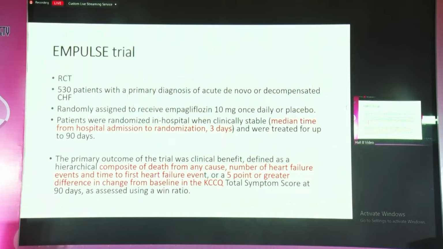Lately, we have two other publications, small RCTs involving empagliflozin. I have quoted one of them. There is the EMPULSE trial, an RCT involving 530 patients with a primary diagnosis of acute de novo or decompensated congestive heart failure, irrespective of ejection fraction. Whatever their ejection fraction, they were randomized to either 10 milligrams of empagliflozin or placebo, given after initial stabilization for a mean duration of 3 days. The primary outcome of the trial was the composite of death from any cause, number of heart failure events, and time to first heart failure event, or a 5-point escalation of the Kansas City Cardiomyopathy Questionnaire from baseline at 90 days of the initial hospitalization randomization.